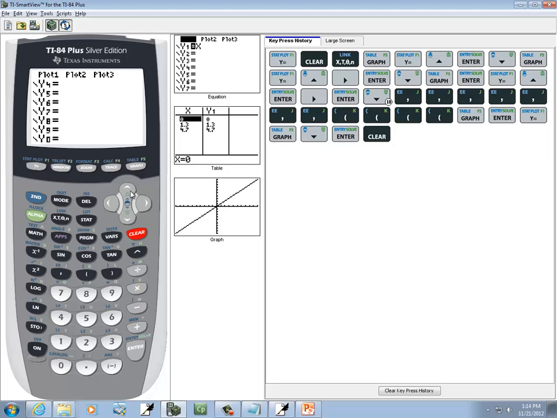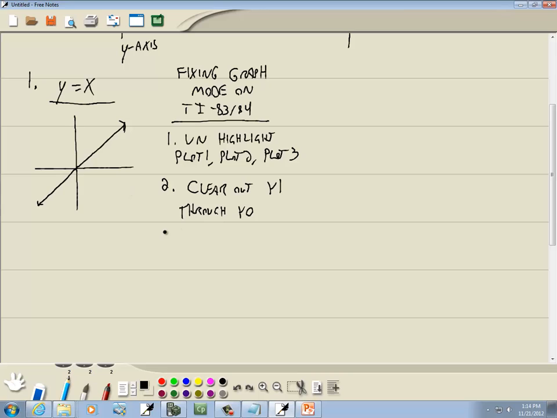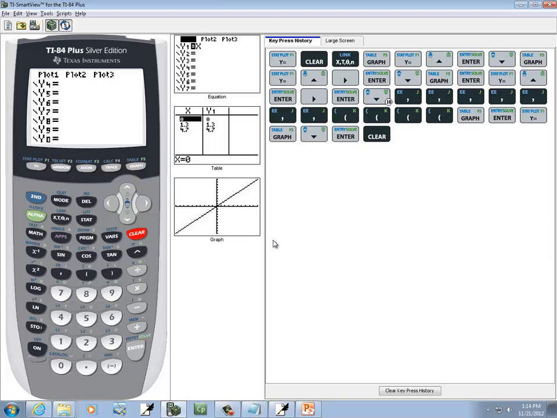So those are the first two items. Our third one is press zoom and choose Z standard. So if you're seeing something weird, here's your zoom button. You press that, and then you see Z standards are 6 1. So I'll down arrow to it.